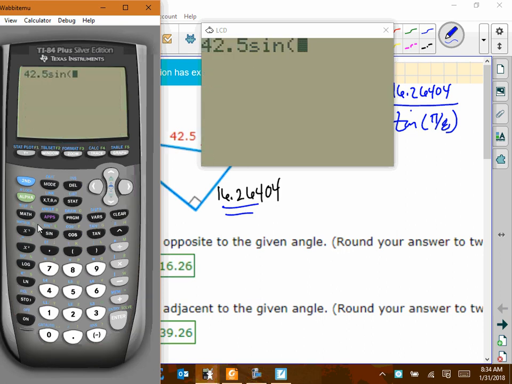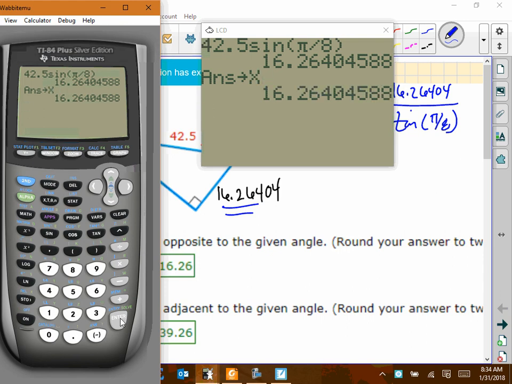42.5 sine of pi over 8, right? That was that number, okay? Now, if I'm going to use that number to find other segments, obviously there's rounding issues, right? Well, if we hit the STO button, and then hit X, or any letter you want to, it's now going to store that entire number as X.